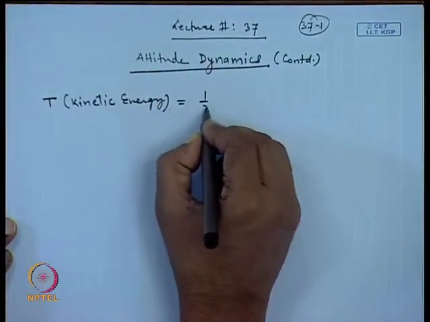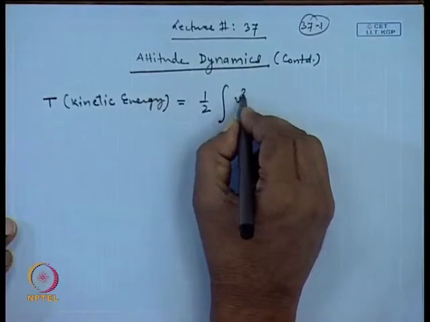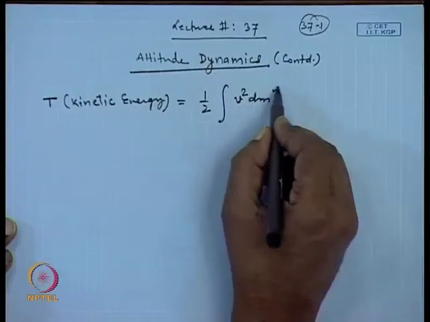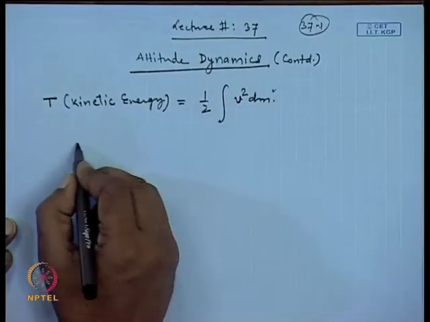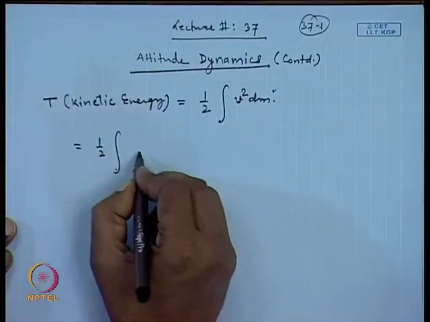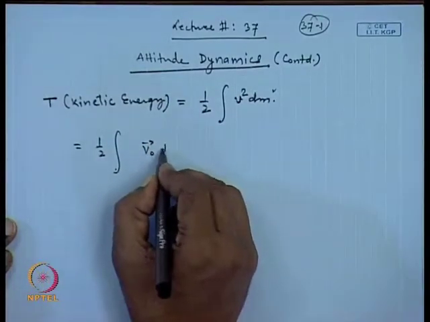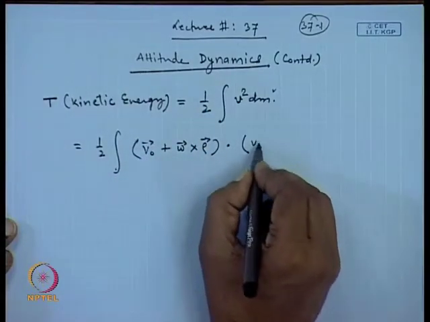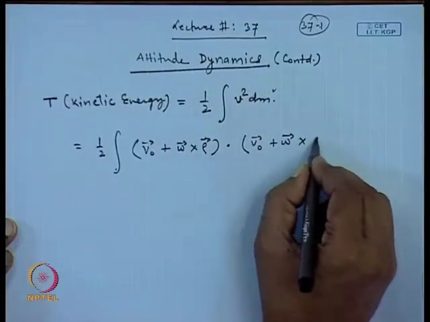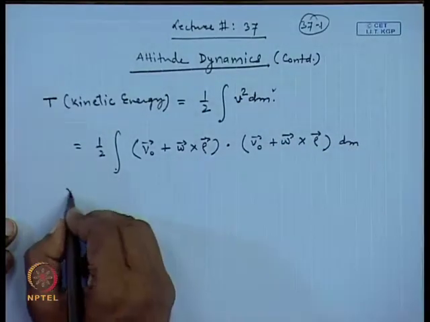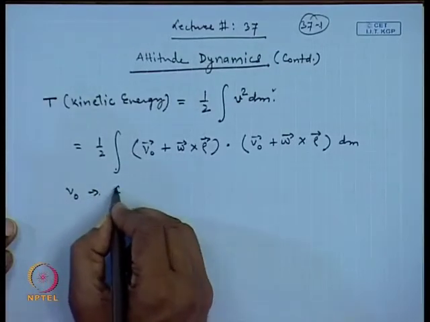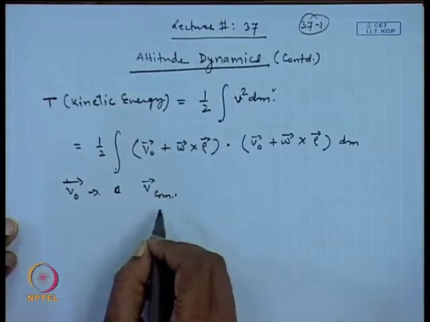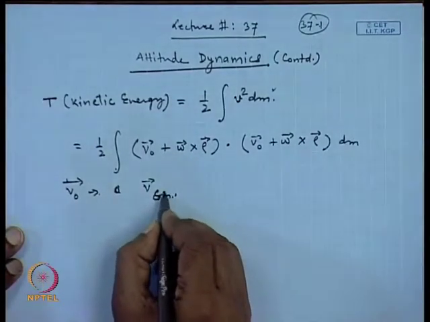This can be written as 1 by 2 times the integral of v square dm, where v is the velocity of the mass dm. So, we can write this as 1 by 2 times the integral of (v 0 plus omega cross rho) square dm, where v 0 we have already seen is nothing but v cm, once we are considering O to be located at the center of mass.